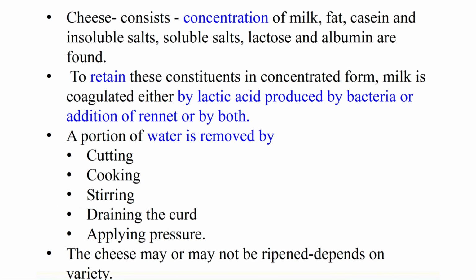Cheese is essentially a concentration of milk components, fat, casein, and insoluble salts, while soluble salts, lactose, and albumin are also present. To retain these in concentrated form, milk is coagulated either by lactic acid produced by bacteria, the addition of rennet, or both. Water is removed through cutting, cooking, stirring, draining the curd, and applying pressure. Depending on the variety, the cheese may or may not be ripened.